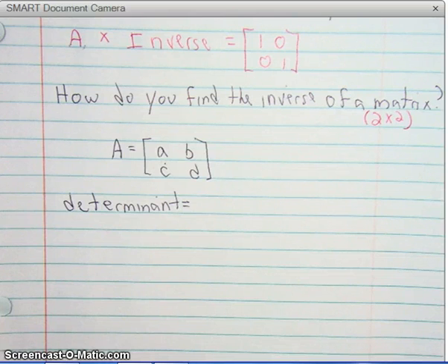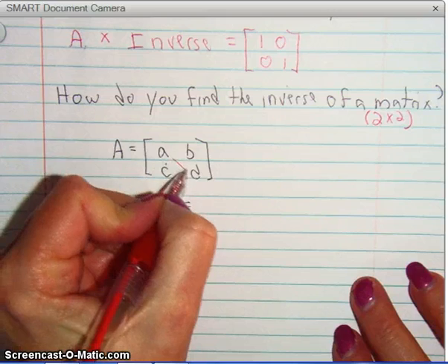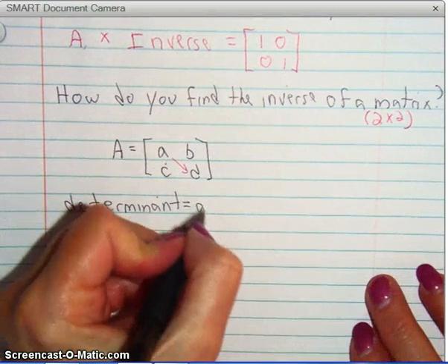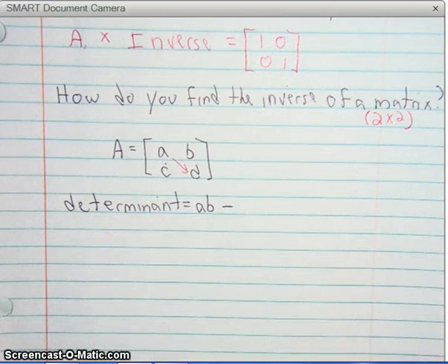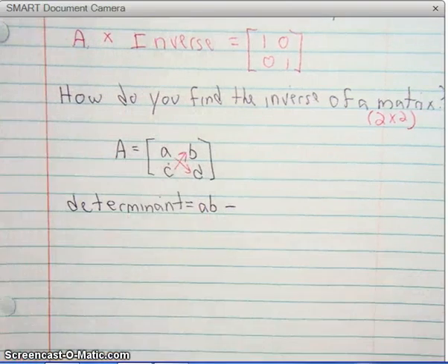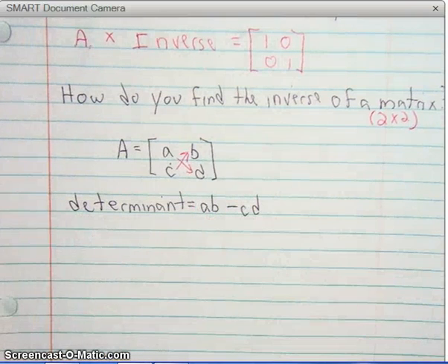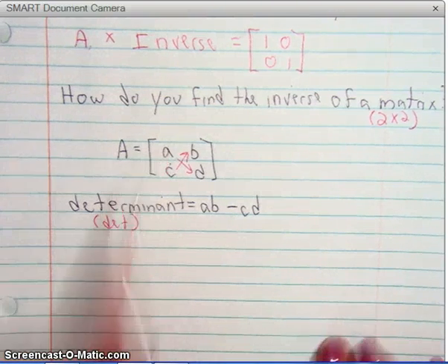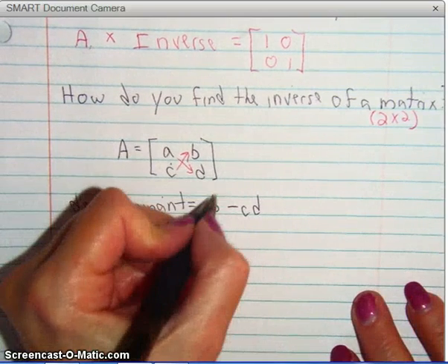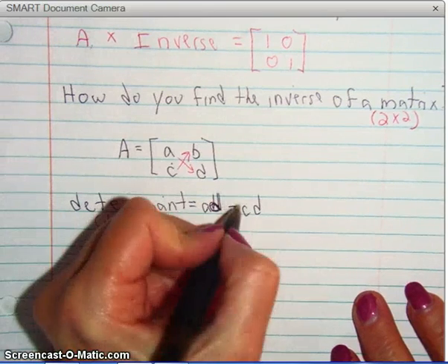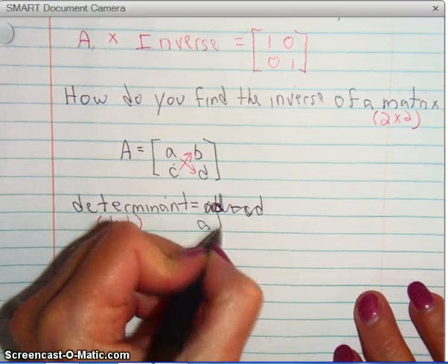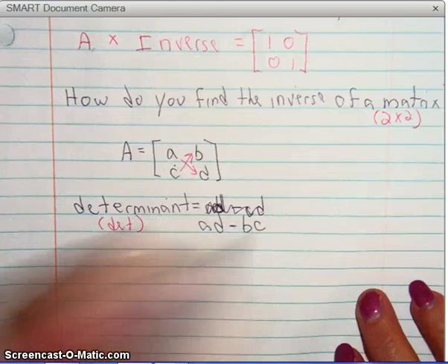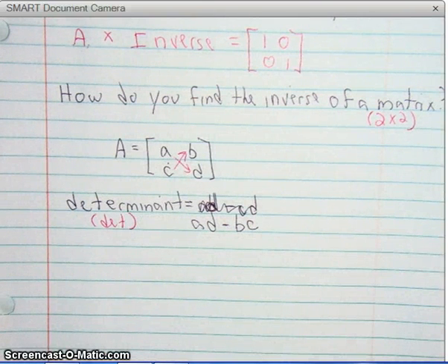And the determinant is not majorly difficult to find. The determinant is going to be A times D minus B times C. Always minus. So first you have to find the determinant. Sometimes I like to call it just the DET if we want to abbreviate. I had that backwards, so it's A times D minus B times C. A times D minus C times B or B times C, you'll get the same thing.